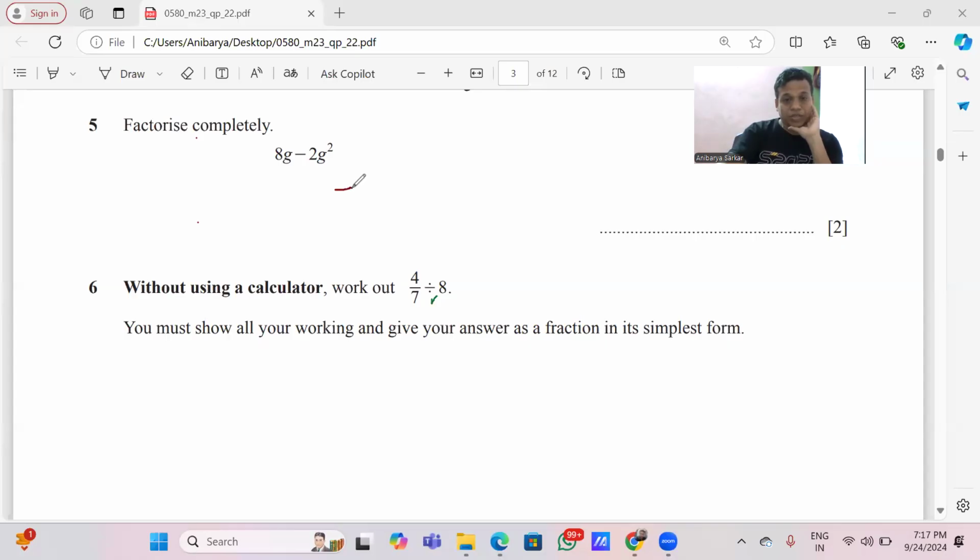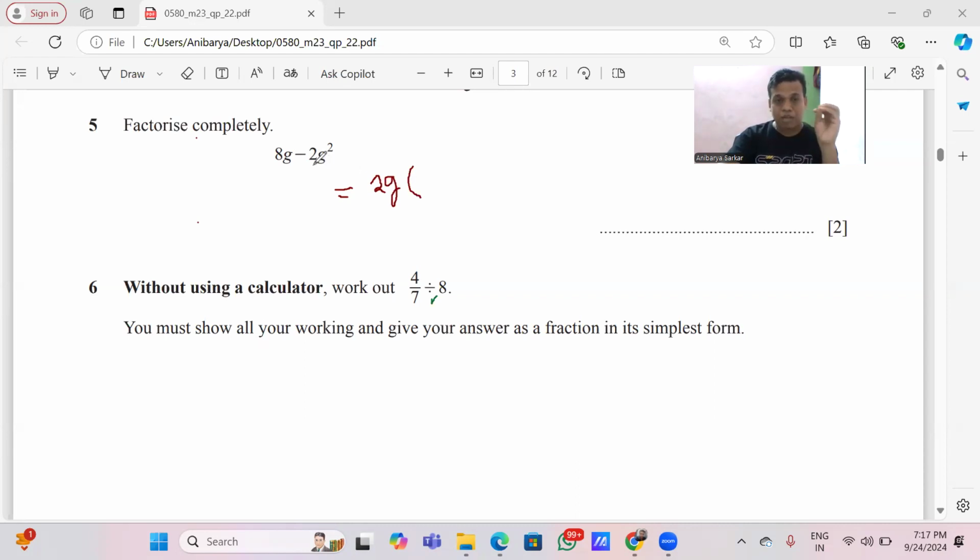Factorization. To factorize completely, that means there are two terms, and we have to take common the common term. So what is the common term of this? Common term is 2g. Here common term is 2g. Taking common. So if we take 2g common, then factor means multiplication.